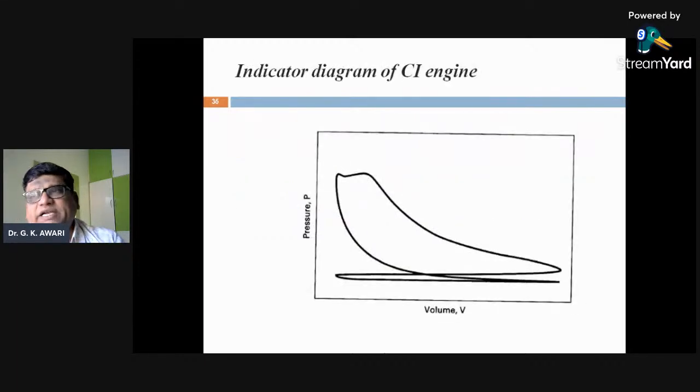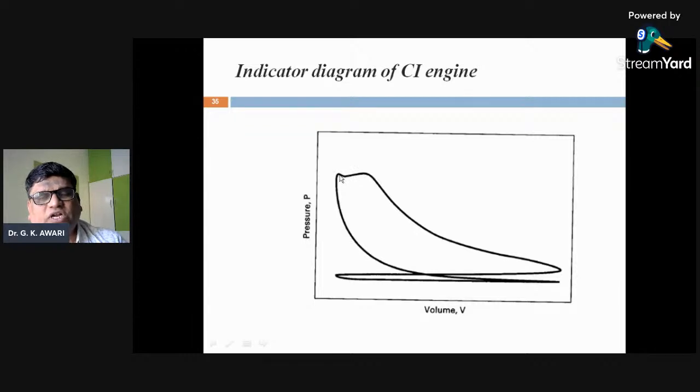So this is the indicator diagram of a CI engine. Look at the indicator diagram. You can see the pressure-volume diagram, the PV diagram, and again you can see the various processes, suction and exhaust. What is the significant difference you can see here? In the case of the SI engine, the constant volume heat addition is there, and in the case of the diesel engine, the constant pressure heat addition is there. So this is the main difference.